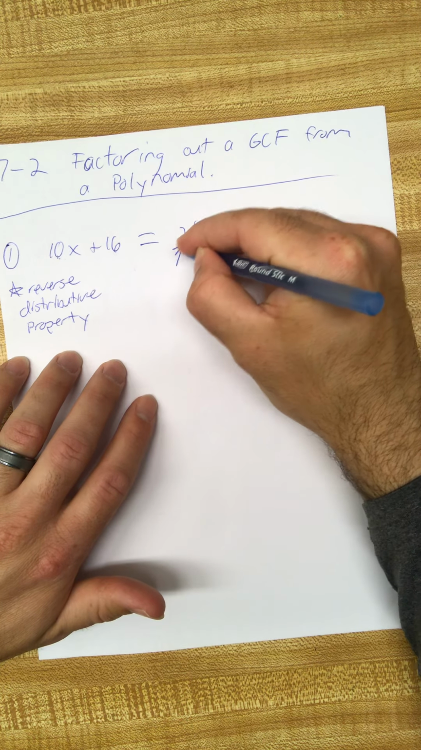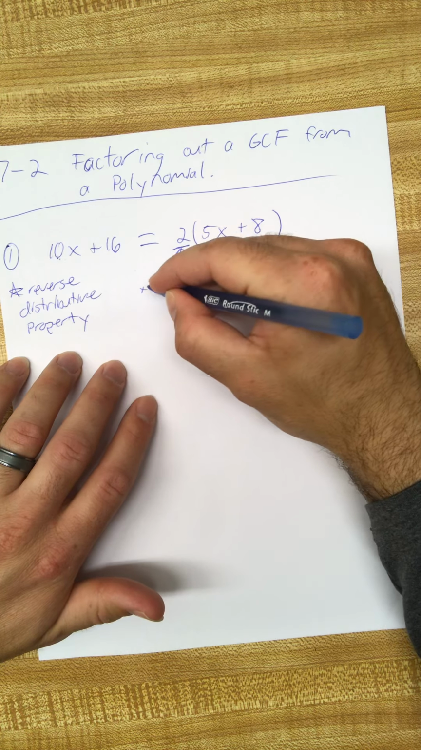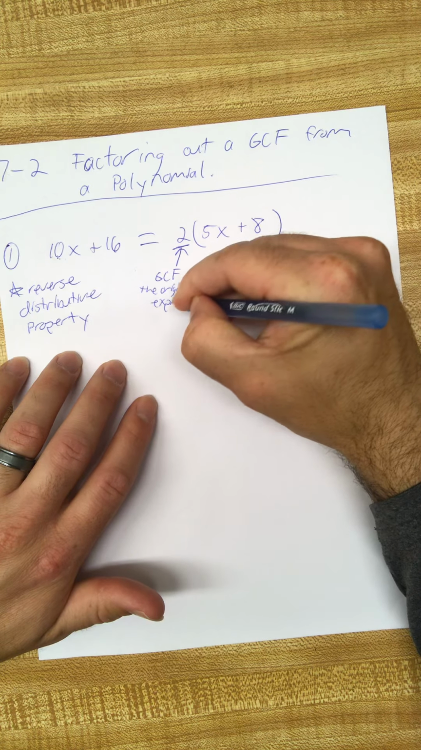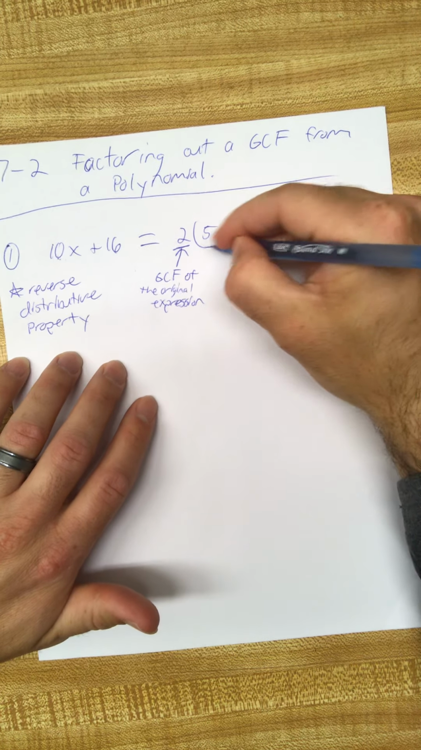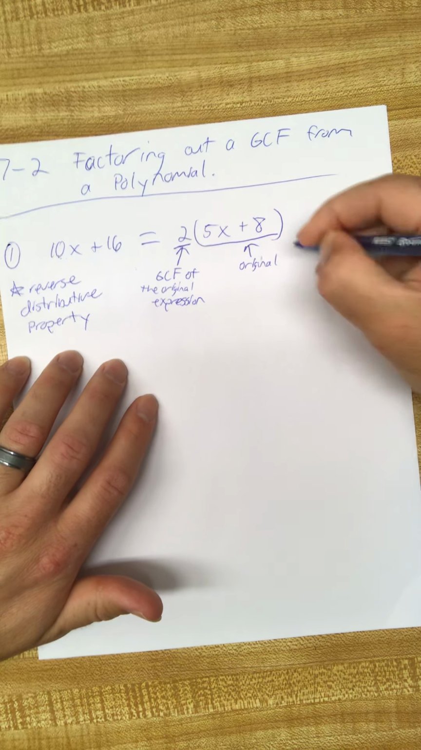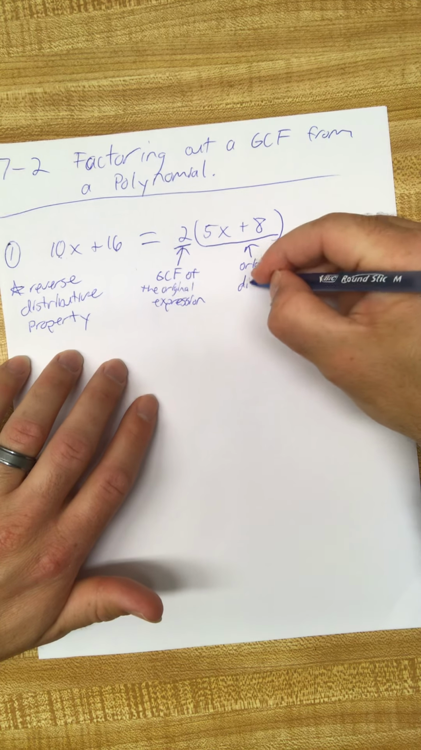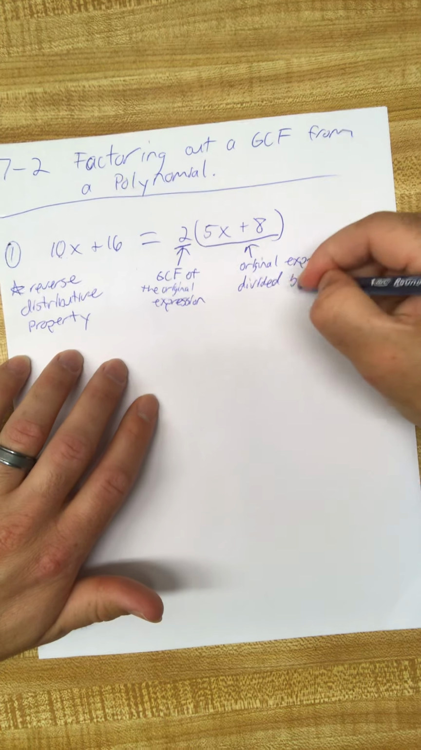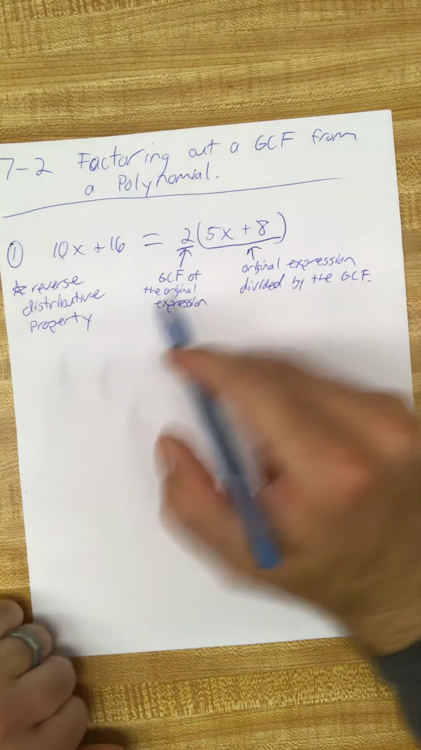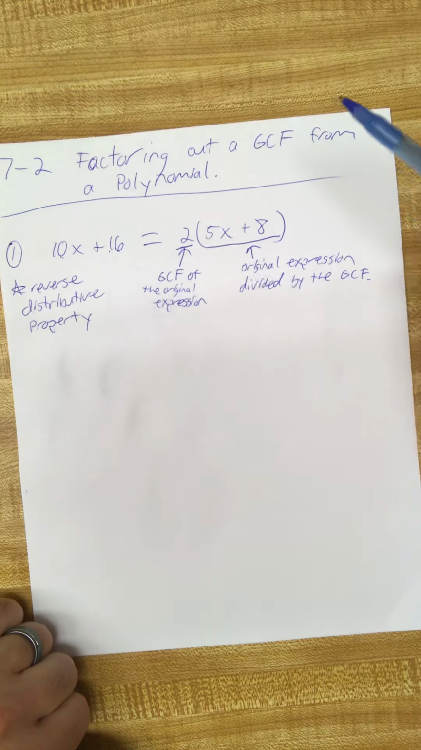So again, this is my GCF of the original expression. Okay, and then you want to think of this as your original expression divided by the GCF. Okay, so this and this, this is this. Okay, I just divided both things by 2.